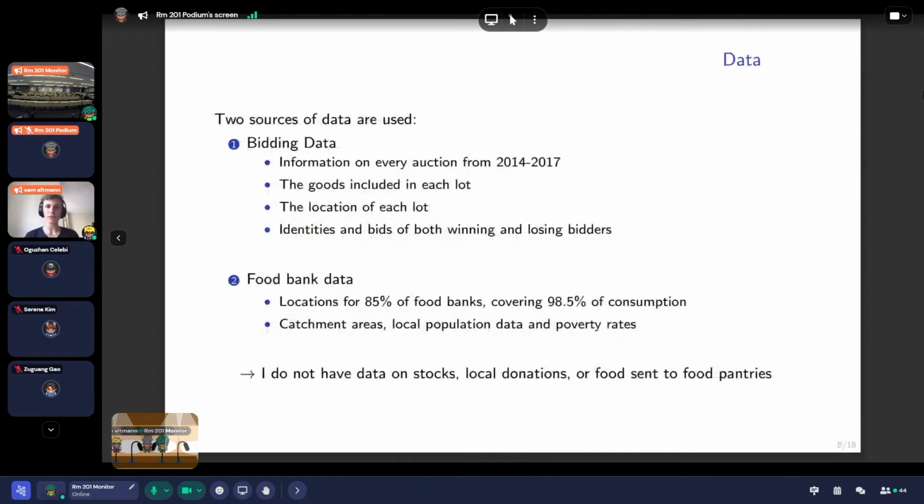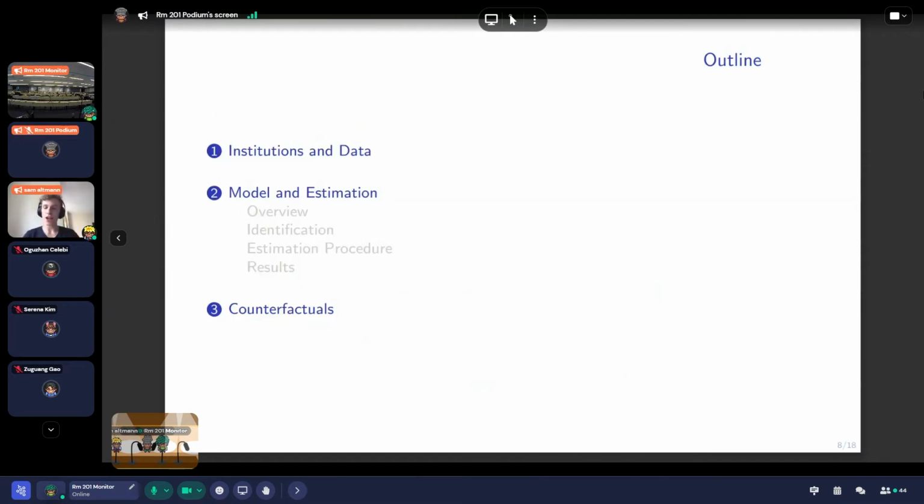I'm working with standard auction data. I've got 4 years' worth of data. I've got data on my food banks, but I don't have data on stocks. And so this is going to be a key challenge that's going to come up repeatedly in this talk. So now I'm going to tell you a bit about my model.